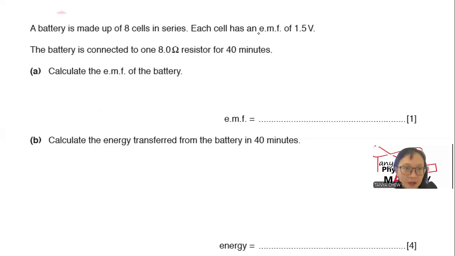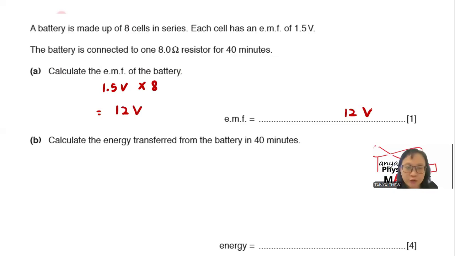So each cell, this is a battery made of 8 cells. So 8 cells you combine together to give you that EMF of the battery. So since 8 cells, I need to put 1.5 volt for one cell times 8, which is equal to 1.5 times 8, which is equal to 12 volts. So my answer for the first one is 12 volt. Very simple. Calculate the energy.